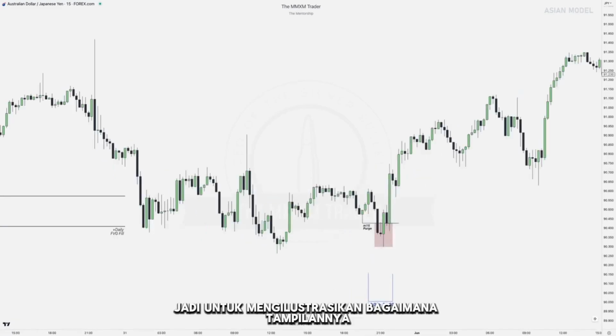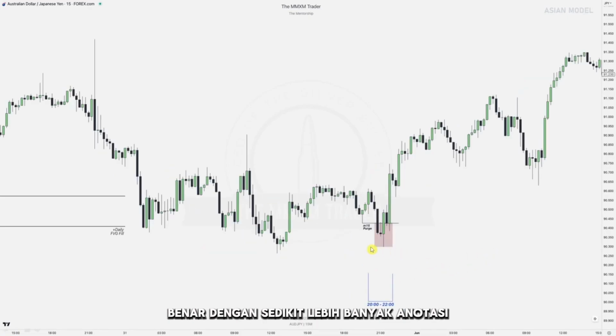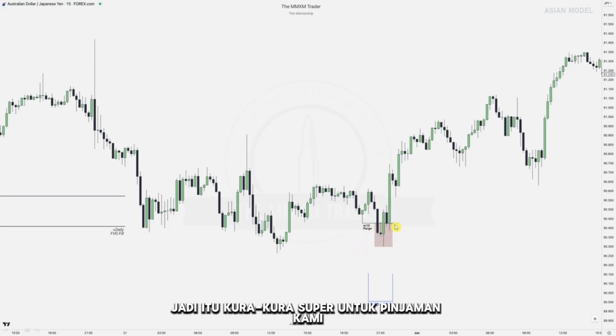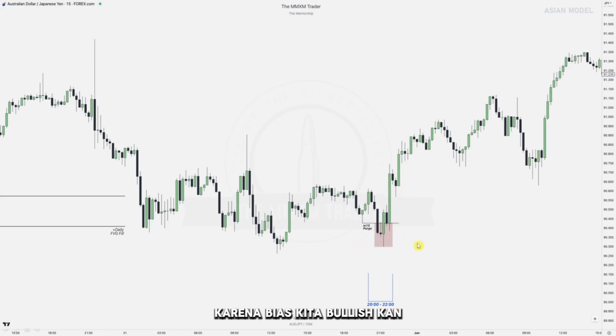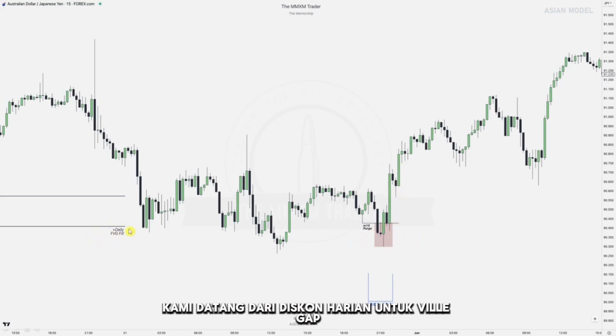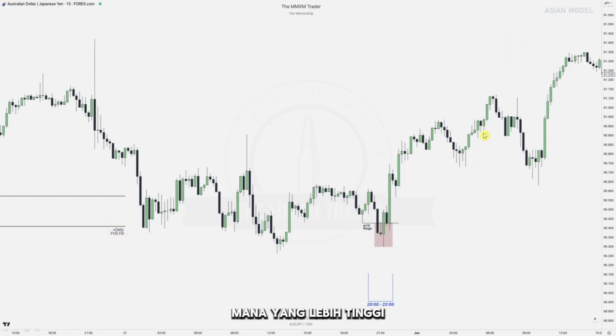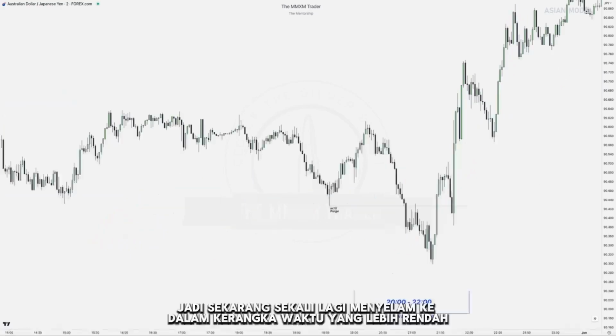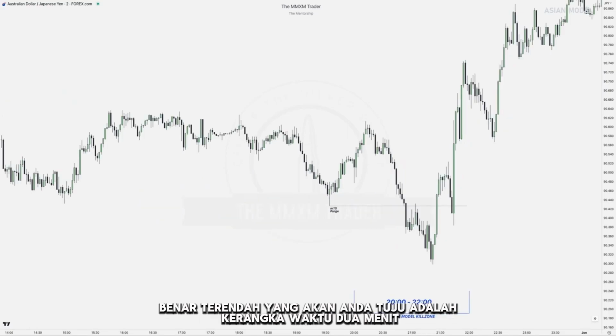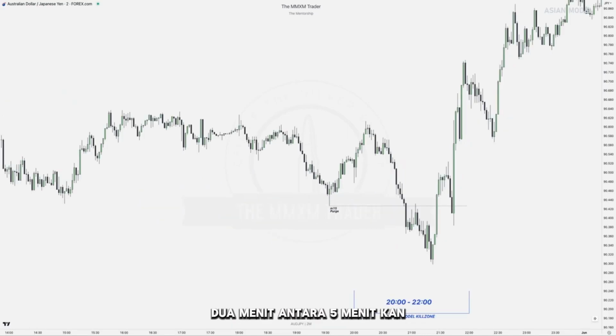So to illustrate how that looks, with a little bit more annotations, we got this 15-minute purge over here, so that 15-minute stop hunt. So that's a turtle soup for our long, because our bias is bullish, right? We're coming from that daily discount fair value gap, and we want to draw into external range liquidity, which is up higher. So now once again diving into the lower time frame, right? The lowest you will go is a 2-minute time frame, 2 minutes to 5 minutes, right? That's our time frame. We're going to be looking for an entry.